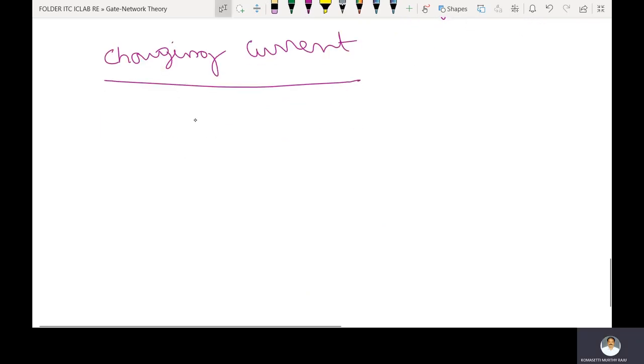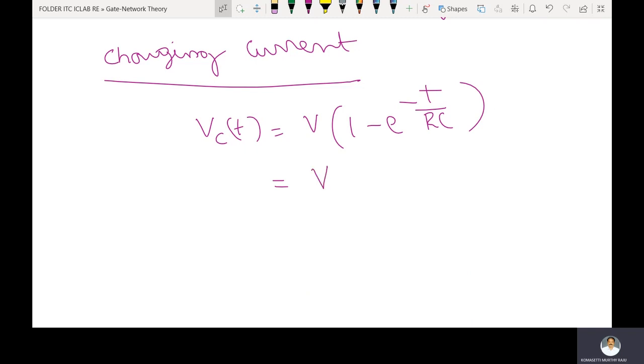The already derived equation. Consider the derived equation: Vc of t, the instantaneous voltage across the capacitor, is equal to V into 1 minus e power minus t by RC, where R into C is called the time constant of the circuit. That is V minus V into e power minus t by RC, so Vc of t.